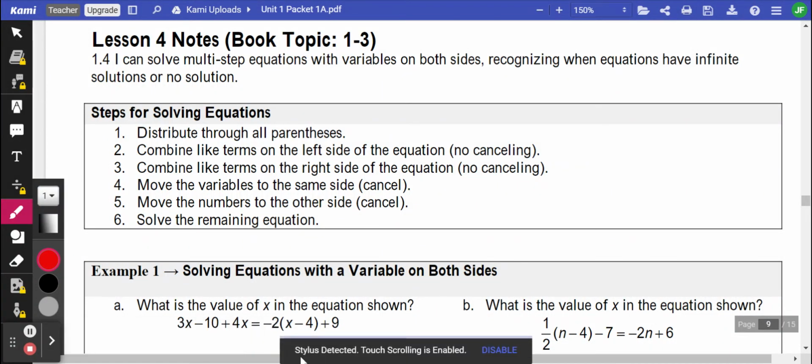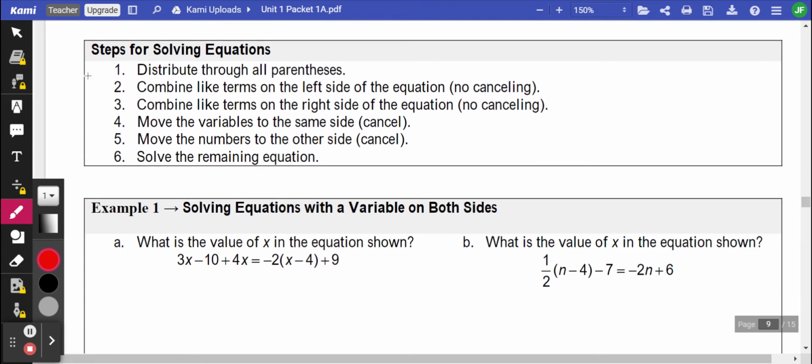We are going to continue on with our solving multi-step equations lessons, and we are going to move on to our lesson 4, which is solving multi-step equations with variables on both sides, and then also looking at special cases there. This does line up with book topic 1-3 instead of 1-4, just because we split some of the other topics up. The steps should look familiar because they're the same steps we followed in lesson 1.3.